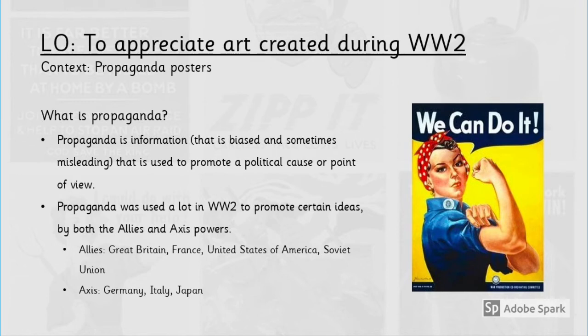Now, propaganda was used a lot in World War II to promote certain ideas by both the Allies and the Axis powers. And these were the two groups that were fighting against each other in World War II. If you remember from one of our history lessons a few weeks ago, we learned that the Allies were Great Britain, France, the United States of America, and the Soviet Union. And the Axis involved Germany, Italy, and Japan.